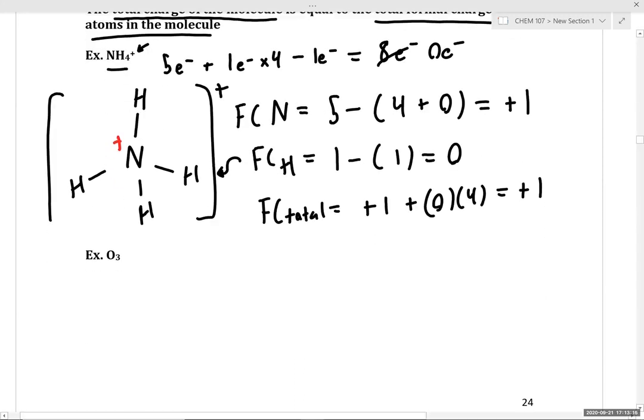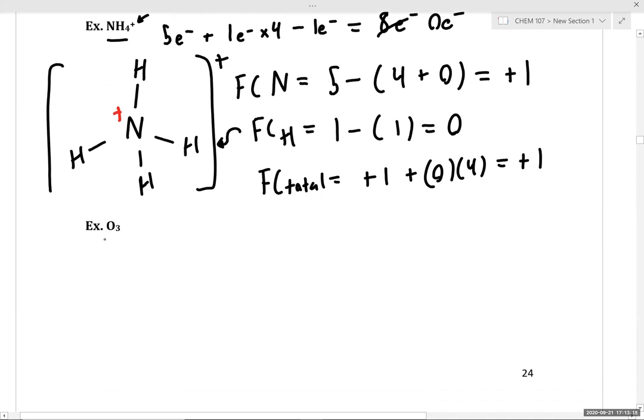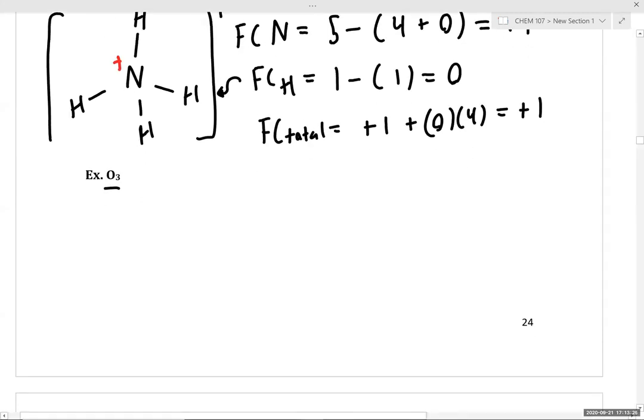Okay, let's keep going. Just because you have a neutral molecule does not necessarily mean your molecule does not contain formal charges. So for example, in ozone, we have 6 electrons for each oxygen atom times 3, that gives us 18 electrons. We place our 3 oxygen atoms and we form 1 bond each. So that gives us 14 electrons remaining.